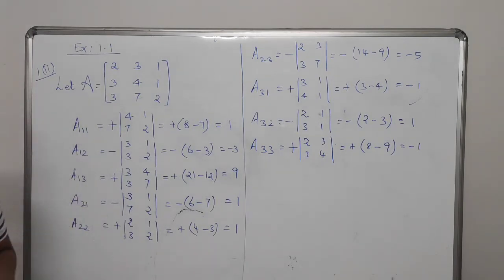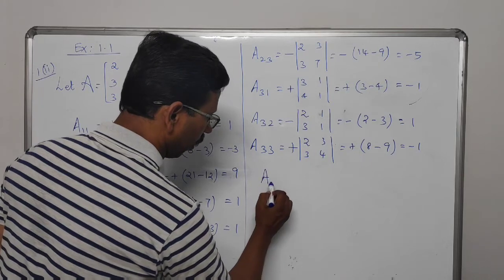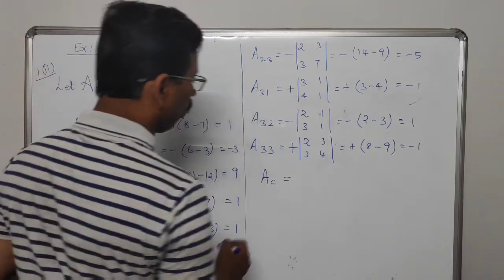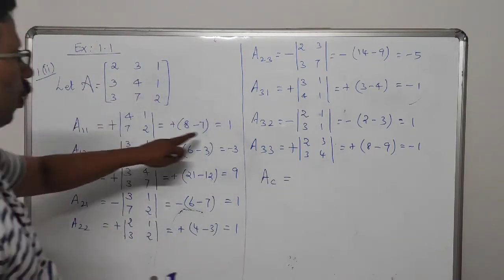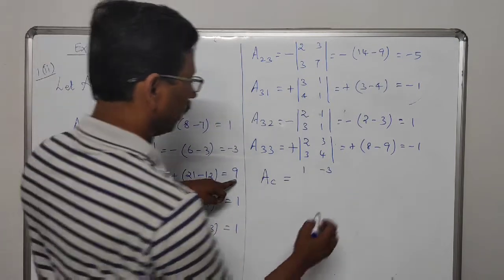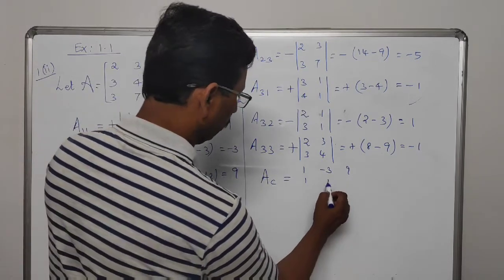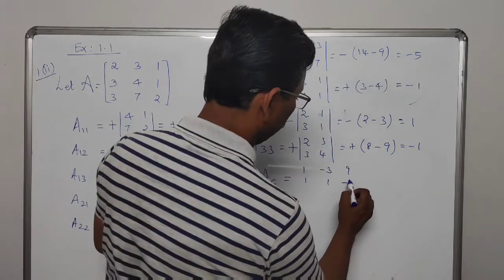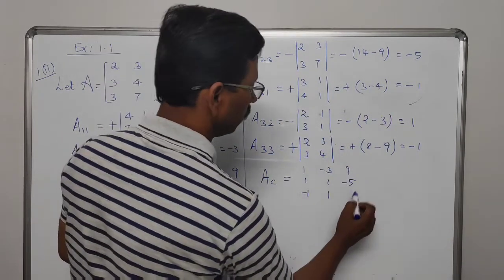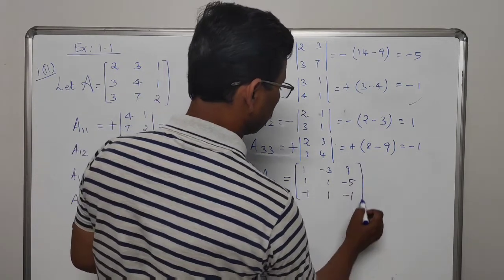Then after finding the cofactors, we can find the cofactor matrix that is denoted by either Aij or AC. Therefore we can use the representation AC, nothing else. Now for the cofactor matrix, write the corresponding cofactors. A11 is 1, then minus 3, then 9, then 1, then 1, then minus 5, then minus 1, then 1, then again minus 1. Now this is the cofactor matrix.